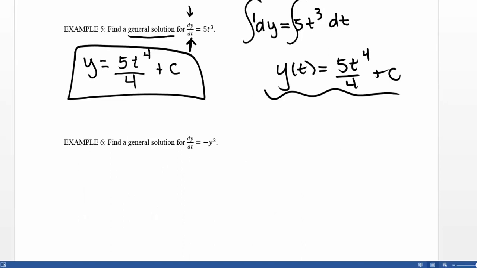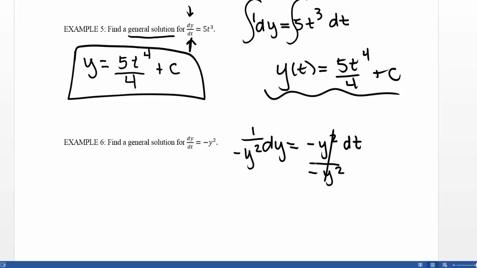Example 6. Find a general solution for dy dt equals negative y squared. Again, we start by isolating our derivative. It's already isolated. Then we're going to multiply up the dt. So we have dy equals negative y squared dt. Here we see that we have a mismatch. The y term is with the dt, and we need that y term to be with the dy in order to be able to integrate. So we're going to divide out this whole term in order to get this to match up.